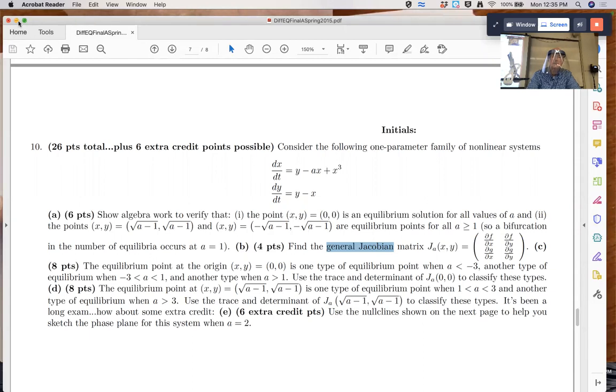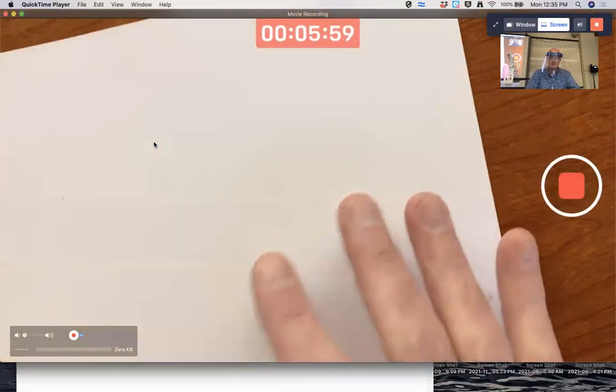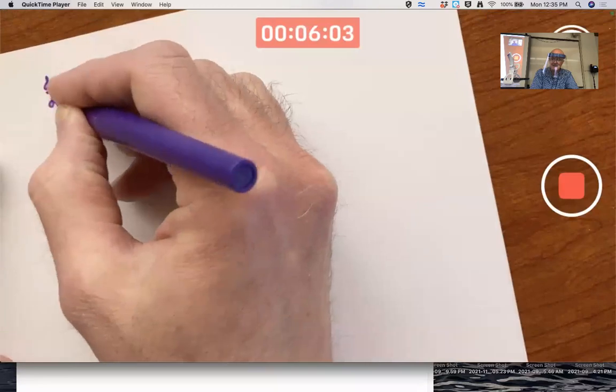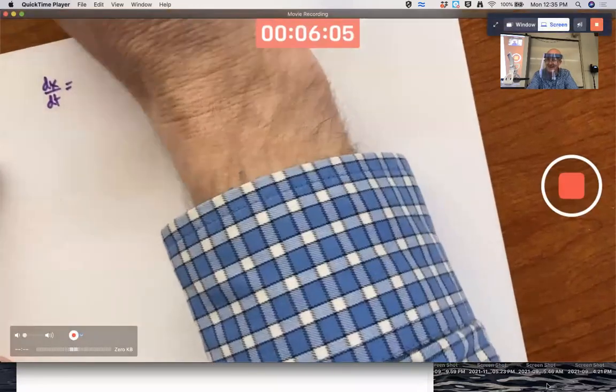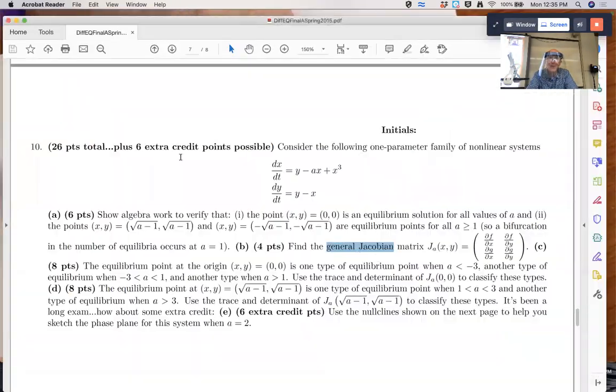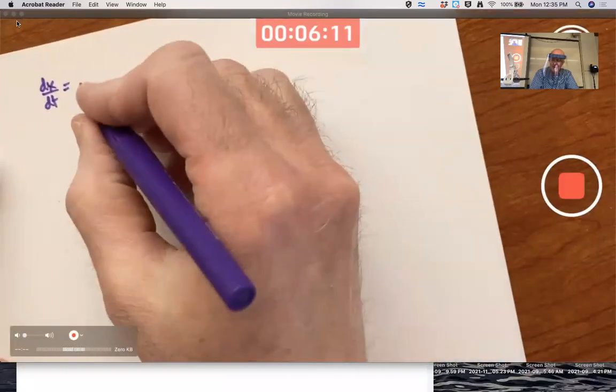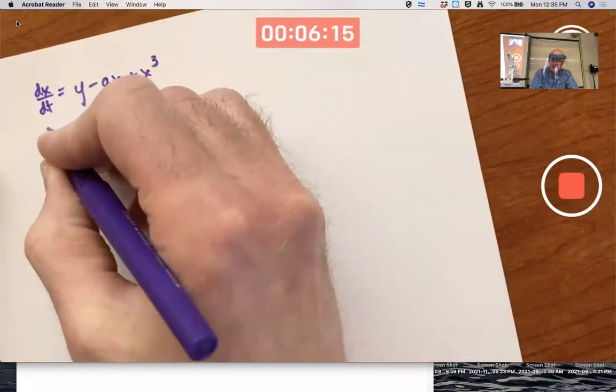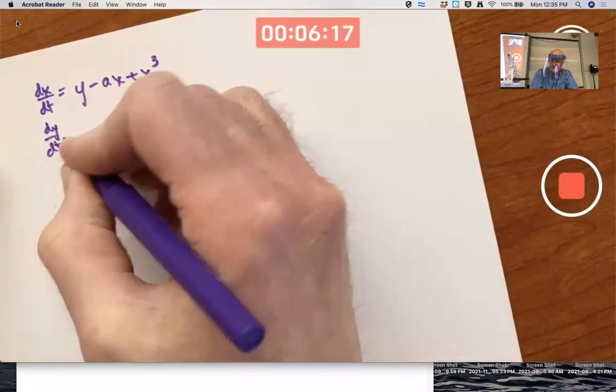Let's go ahead and write down the system. Okay, I think I got it. So it's dx/dt equals, oh boy, I think I've forgotten that already. y minus a times x plus x cubed. That is, dx/dt equals y minus ax plus x cubed. And dy/dt is y minus x.